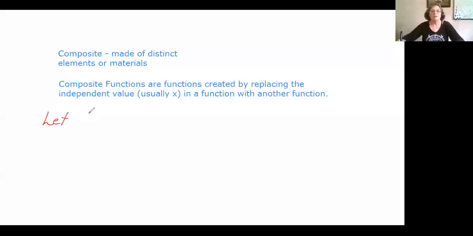What if we let f of x equal, say, 2x plus 3, and g of x equal 7x squared minus 5.